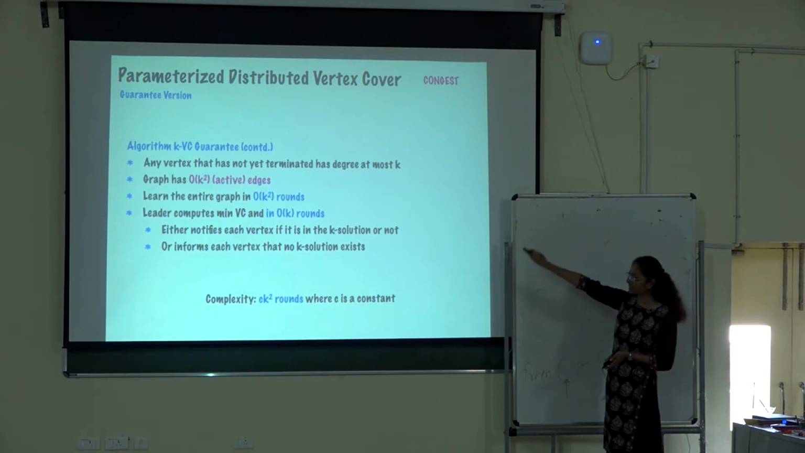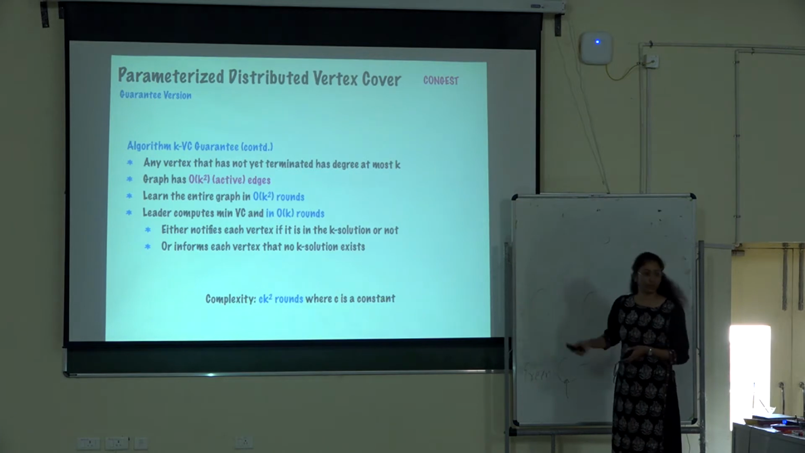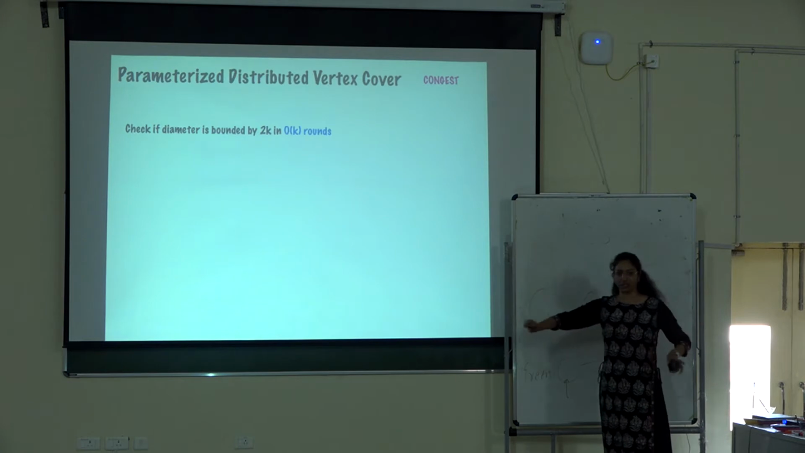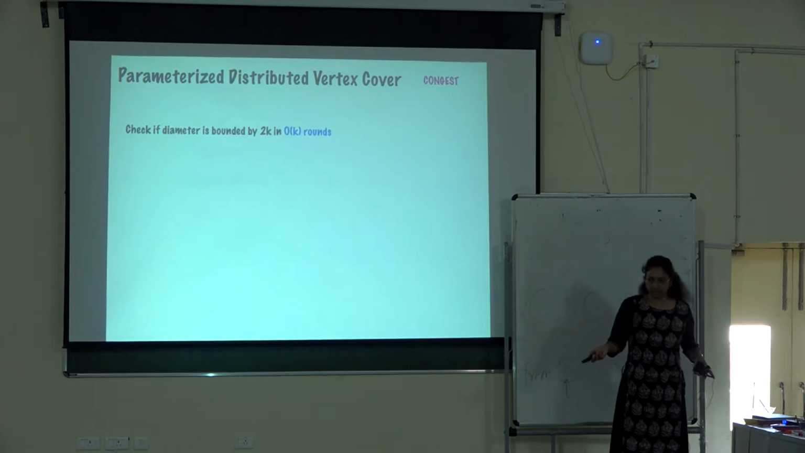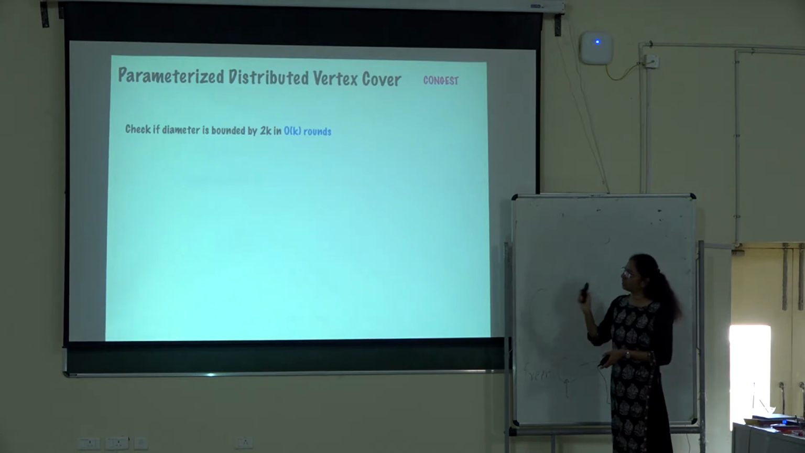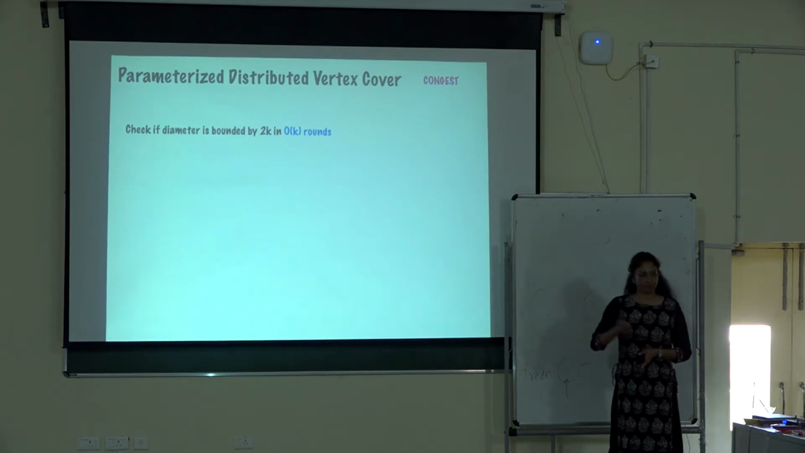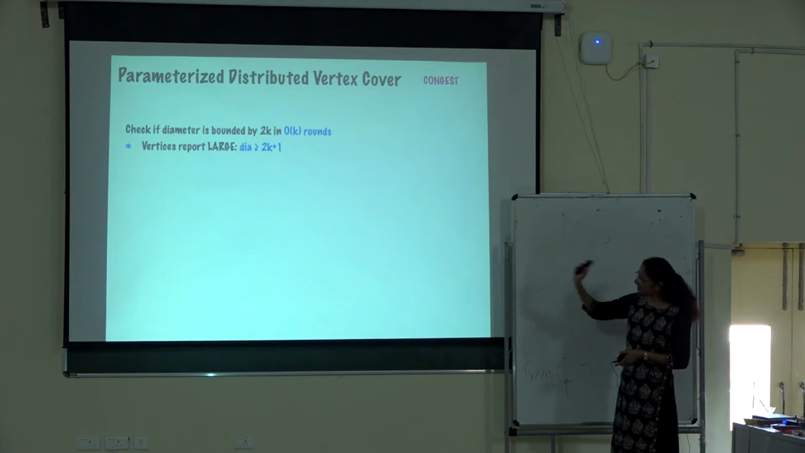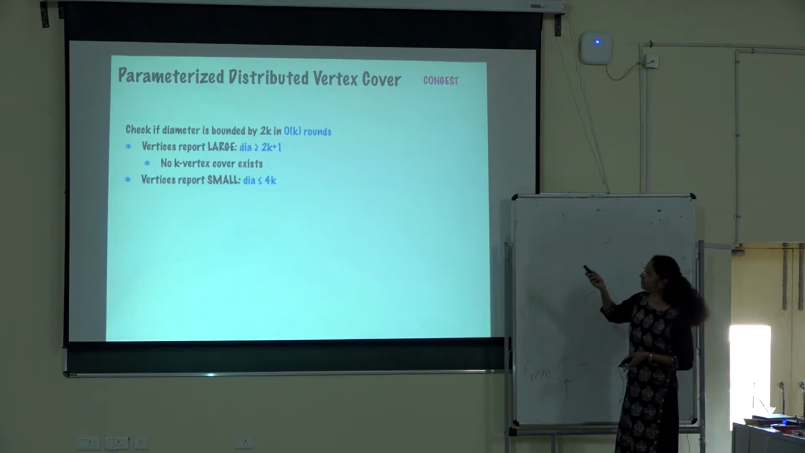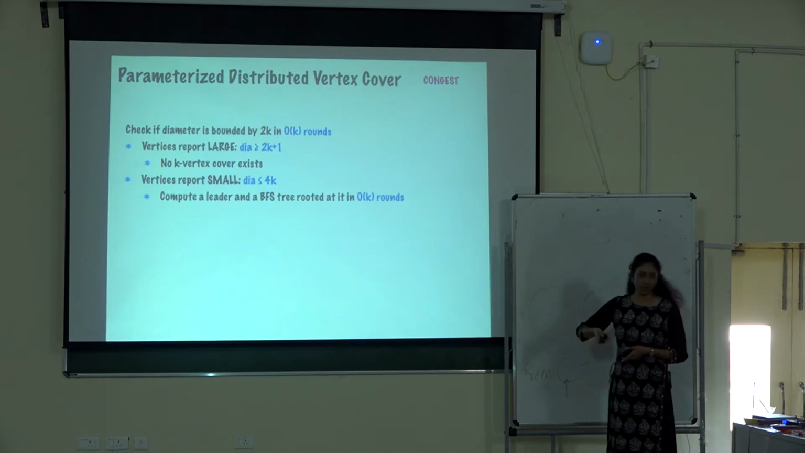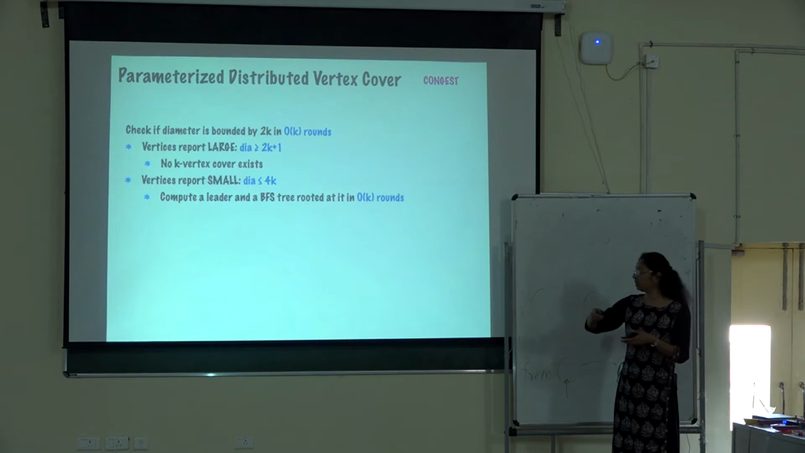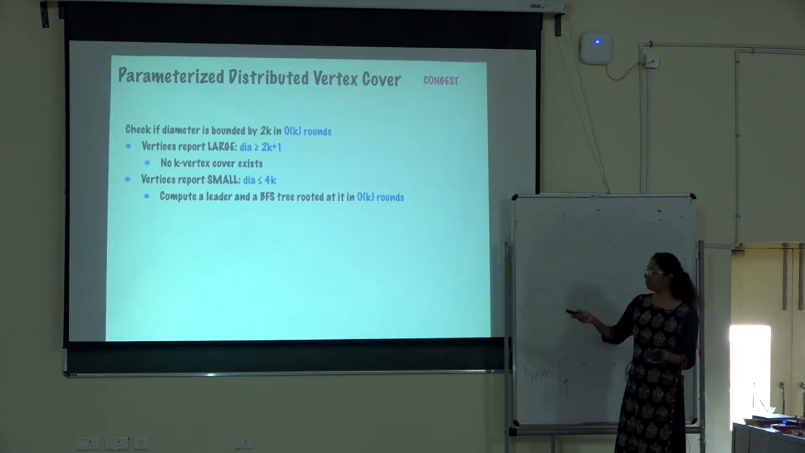So let's assume that this algorithm has a round complexity of ck square, where c is a constant. Now let's consider a general network. It could have a k vertex cover, it need not have a k vertex cover, which is what we have to determine. First let's check if the diameter is bounded by 2k in again k rounds. If vertices report large, then good, we can't have a k vertex cover. If the vertices report small, the diameter is bounded, and you can compute a leader and a BFS tree rooted at that leader in k rounds, which we can do.